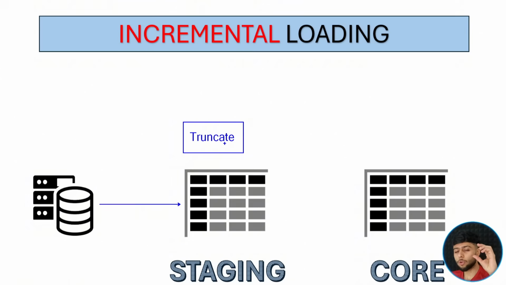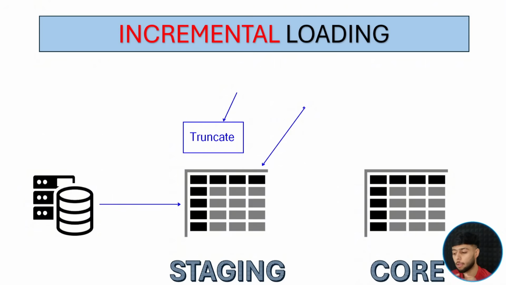Will it process only the new records? No. Otherwise, it will again process the older records as well. So that is why every time we just truncate the staging layer. That is the recommended solution as well. We should always truncate the staging layer so that we can only pull the incremental data.